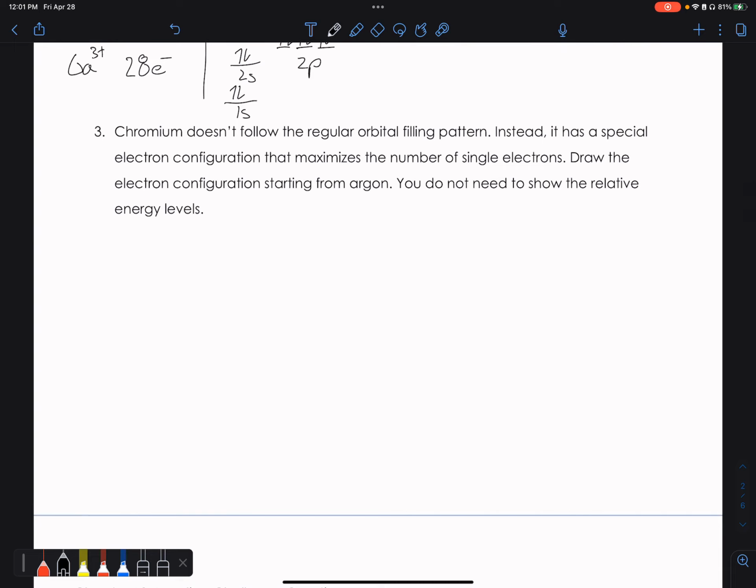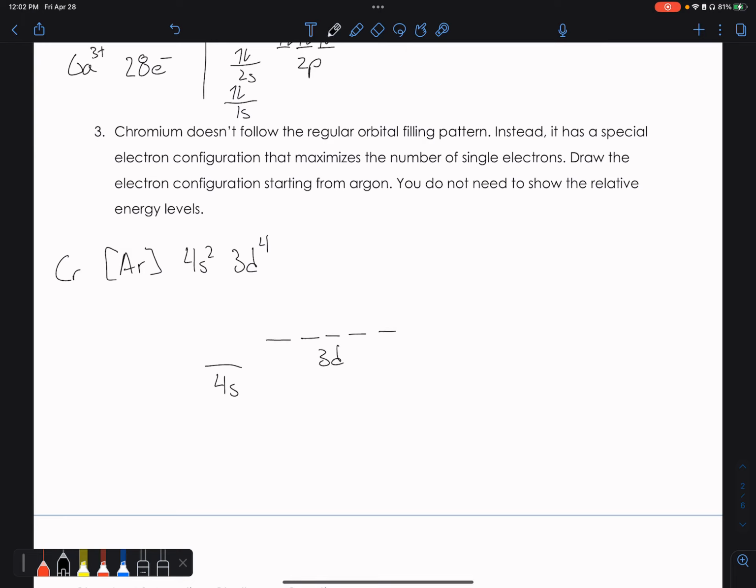Here in number 3, it's a little bit weird. So let's do the valence electrons here, starting with argon. Or I guess they're not the valence electrons, but starting with argon, if we're doing chromium. Chromium will have 4s2, and then 3d4. So if we do our 4s orbital, and we do 3d.